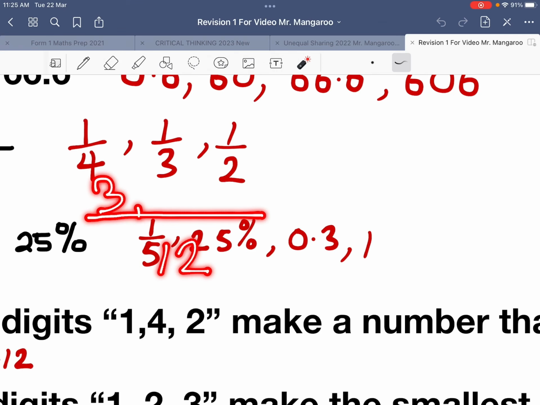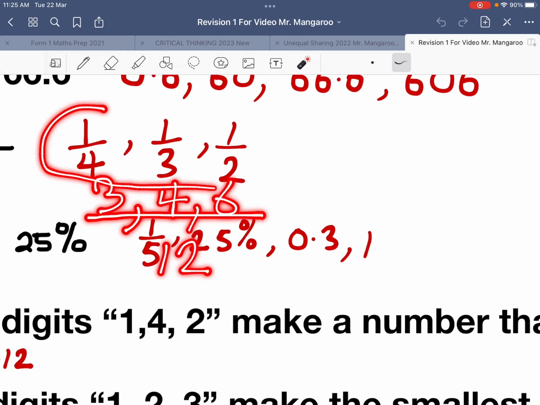We say 3 into 12 is 4. 1 times 4 is 4. And 2 into 12 is 6. 1 times 6 is 6. Right? So we can see the order here. 1/4, 1/3, and 1/2.